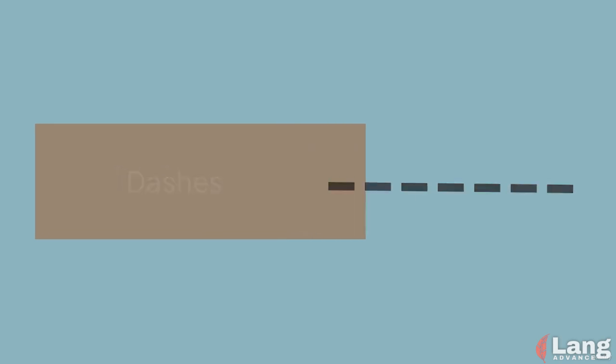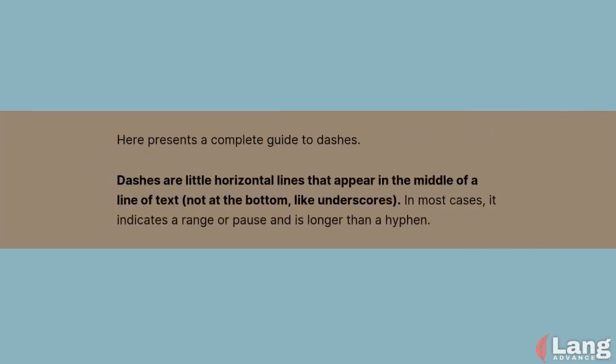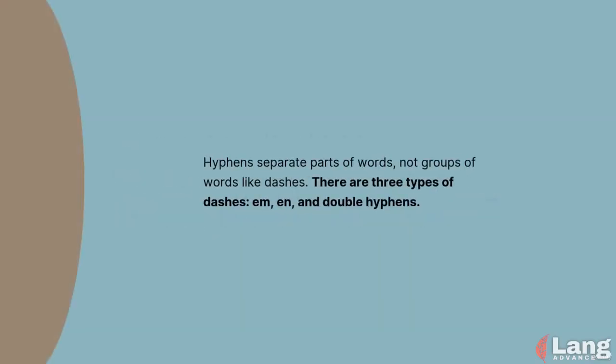Dashes. Here is a complete guide to dashes. Dashes are little horizontal lines that appear in the middle of a line of text, not at the bottom like an underscore. In most cases, a dash indicates a range or pause and is longer than a hyphen. Hyphens separate parts of words, not groups of words like dashes.